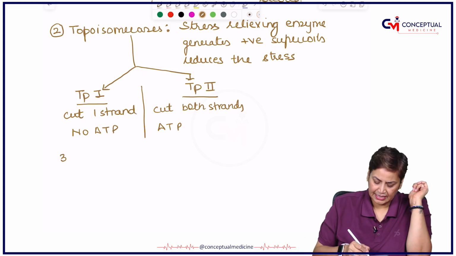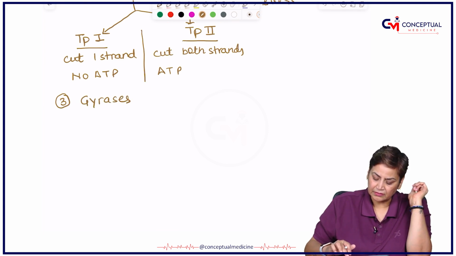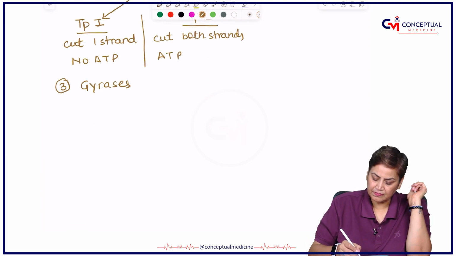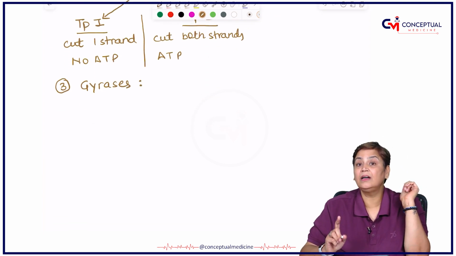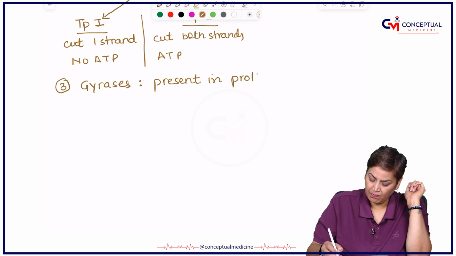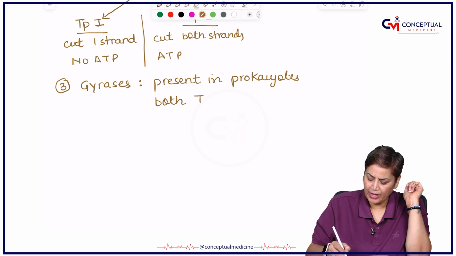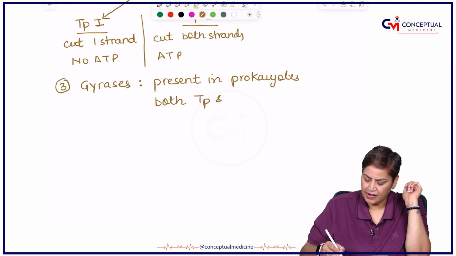Then third is gyrases. Now what is the function of this gyrases? This gyrases is present in the prokaryotes, and serving the purpose of both. So both means topoisomerases and helicases.